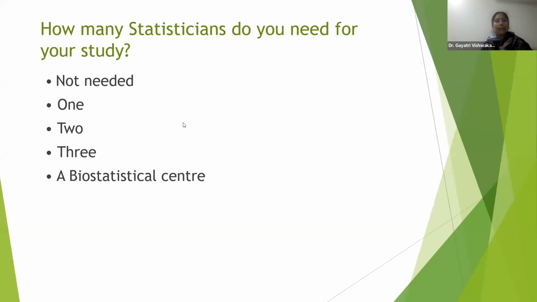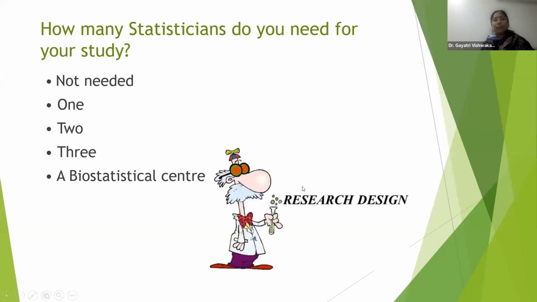And I will say the answer to this question is that all the options are correct, but it depends on the study design, what you are conducting basically. When is it not needed? If you are well versed, and specifically if you are doing a PhD thesis, MD thesis, or DNB thesis, you have a coursework of biostatistics, and that is sufficient for you to do your own analysis.